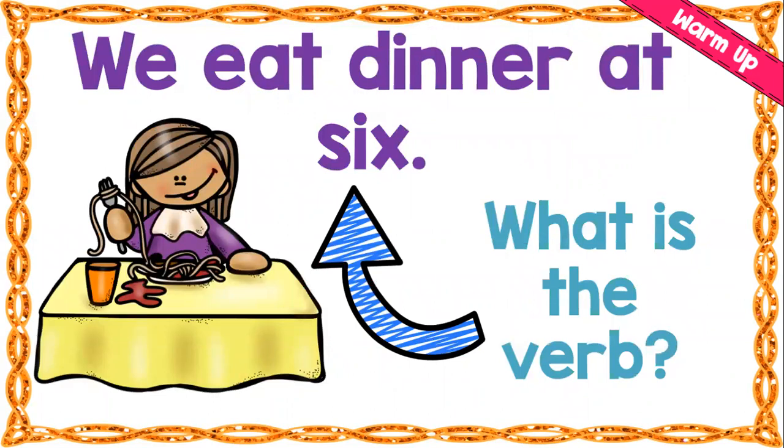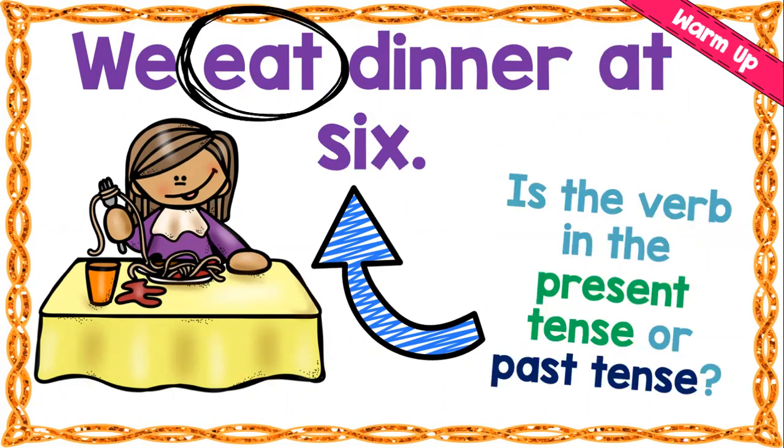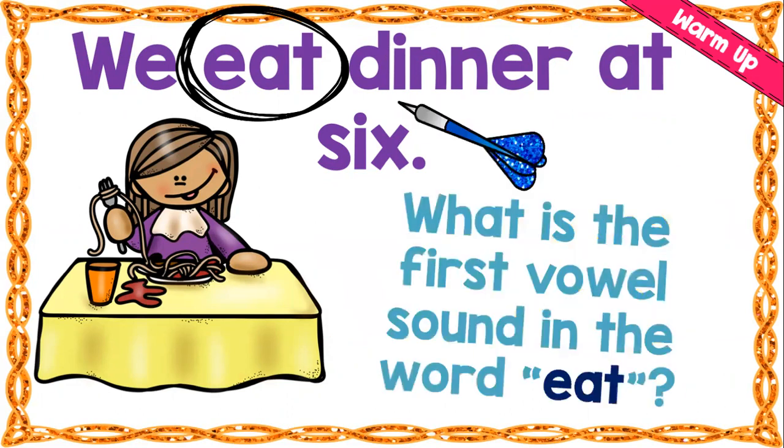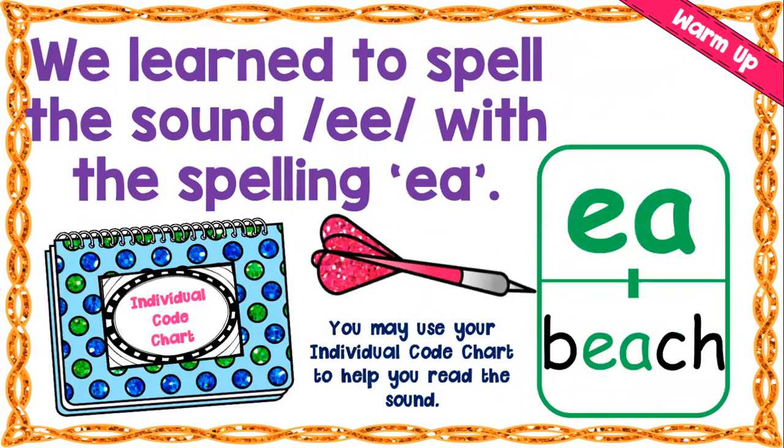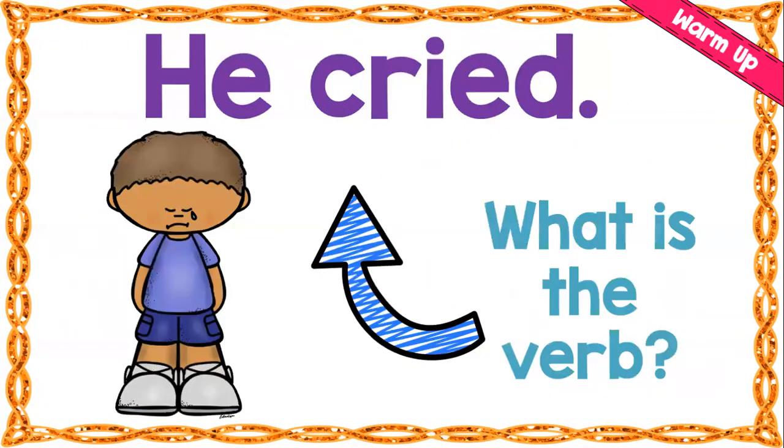We eat dinner at 6. Find your verb. Eat. Is it happening in the present or the past tense? It's a present tense verb. And what's your first vowel sound in eat? It's E, like in beach, right? Or EA, it says E.